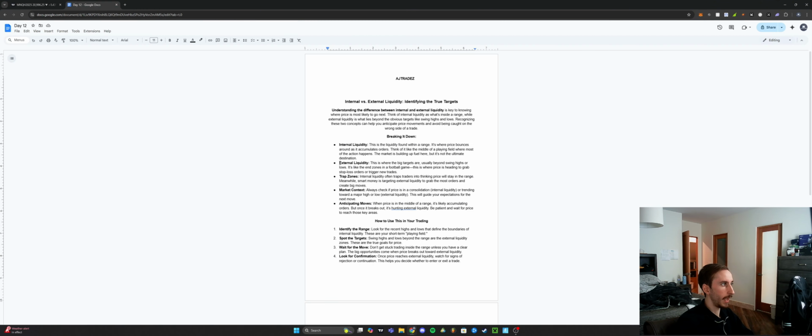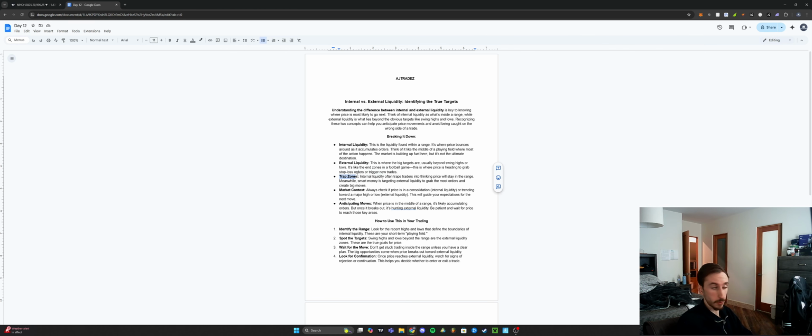External liquidity, again, is where the big targets are, usually beyond swing highs or swing lows, okay? It's like the end zones in a football game. Think of it in that sense. It's where price is headed to grab stop loss orders or trigger new trades. And it's the same concept here, the market building up fuel, but it's not the ultimate destination, okay? You want to wait for it to fuel up a little bit, wait for that confirmation, and then take the trade towards that destination, the external liquidity, or internal, depending on how you want to trade it, okay?